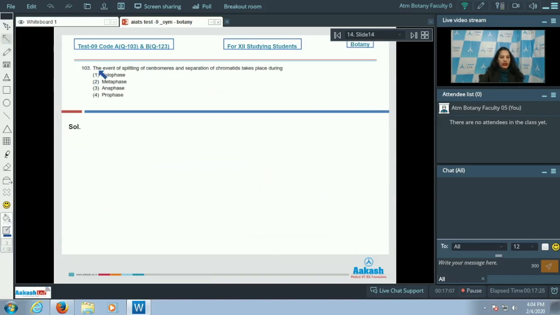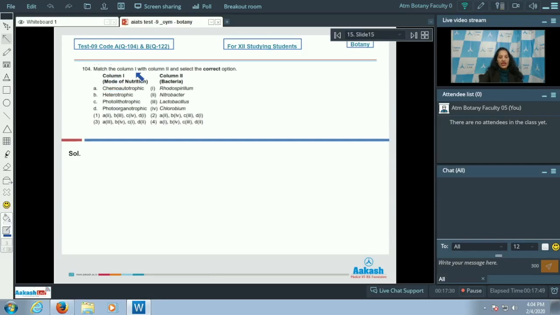Question number 103. The event of splitting of centromeres and separation of chromatids takes place during. The splitting of centromere and the separation of chromatid takes place during the anaphase. So the correct option for the given question is option number 3. Let's move to the next question.